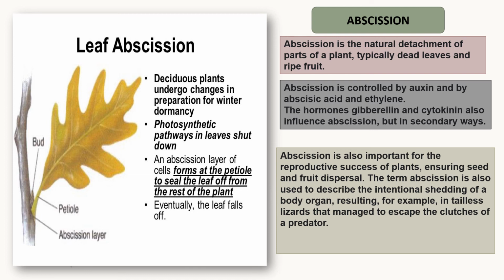So you can see the leaf condition, see the bud, see the petiole portion, and there is the abscission layer. Actually, when this abscission layer is ultimately formed, the leaf falls off. And this total process is called abscission of plants, or rather you can say abscission of leaf, that is leaf abscission.